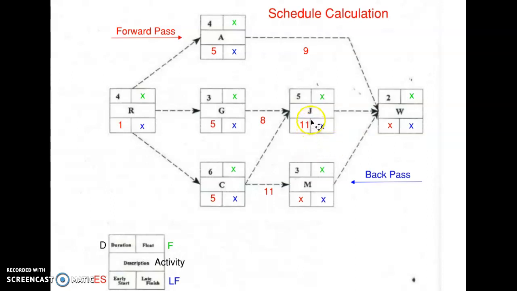So look, J can't begin until G and C are complete. And so since my start date and my duration is 11, J can't start until the 11th day. Doesn't matter. This is 8. That doesn't matter. So I know that M, the predecessor of M is going to be C, so this has got to be 11 days as well.